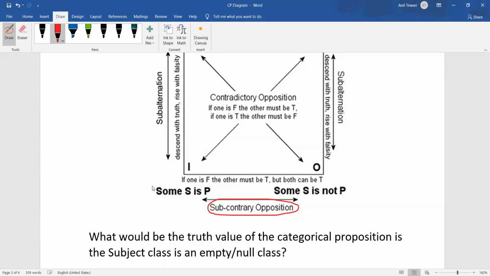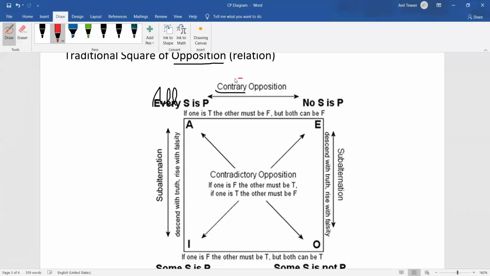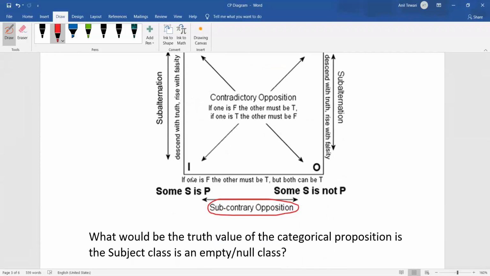So you have just seen the example. I and O can be true together, but they cannot be false together, right? You cannot think of a proposition where I and O become false together. So the sub-contrary relationship suggests that the propositions which are in that relationship can be true together, but they cannot be false together. In the earlier case, in the contrary relationship, what have you seen? You have seen that these two propositions can be false together, but they cannot be true together, right? That is the contrary relationship. But sub-contrary relationship says that they can be true together, but they cannot be false together. So relationship between I and O is termed sub-contrary.